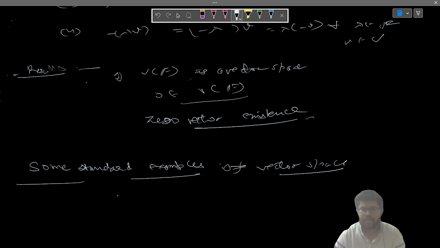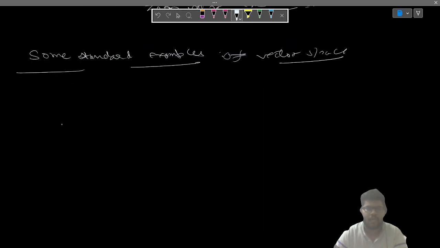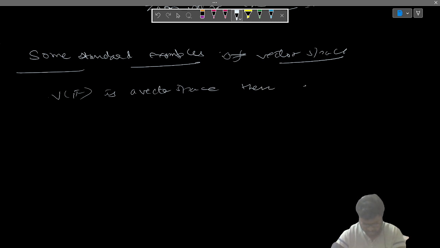Now, if V over F is a vector space, then F is a subset of V. Okay, so now examples.